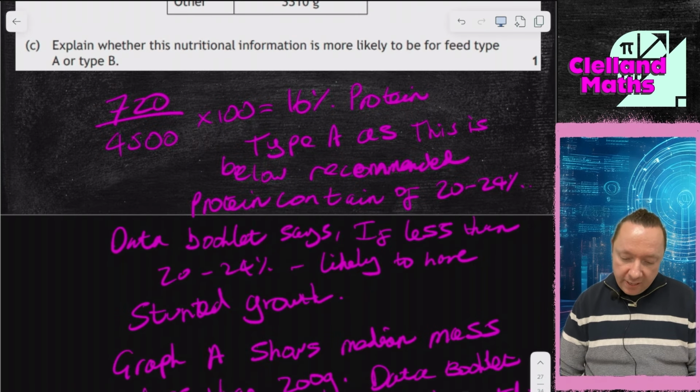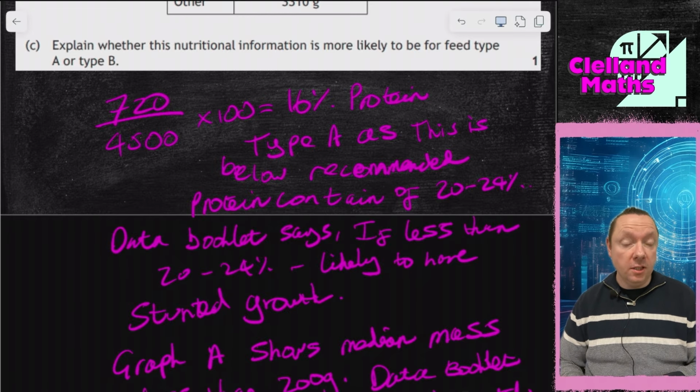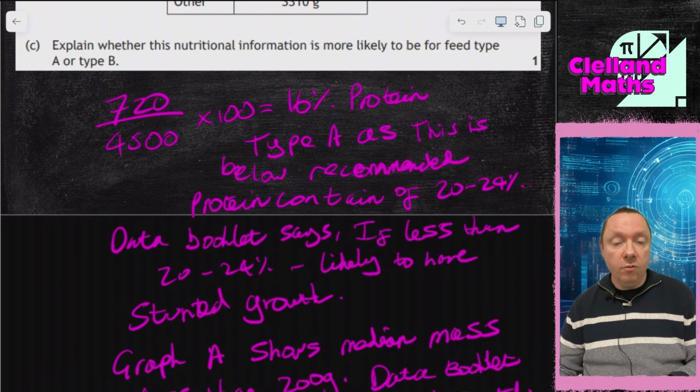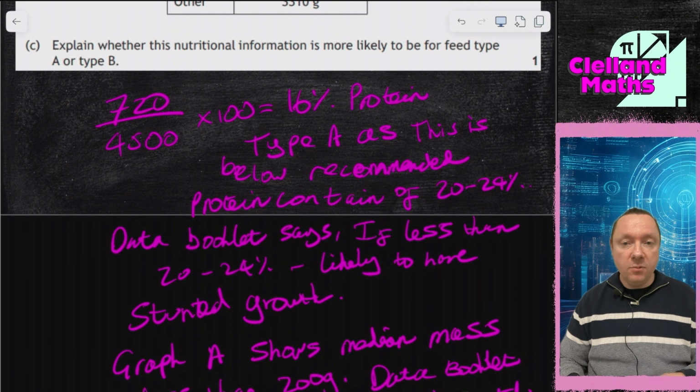that's it. Type A is below the recommended protein content of 20 to 24%, and this causes stunted growth according to the data booklet, and graph A is showing stunted growth because the median mass of chicks is less than 200 grams, which is what the data booklet says would be stunted growth. And we're done there.